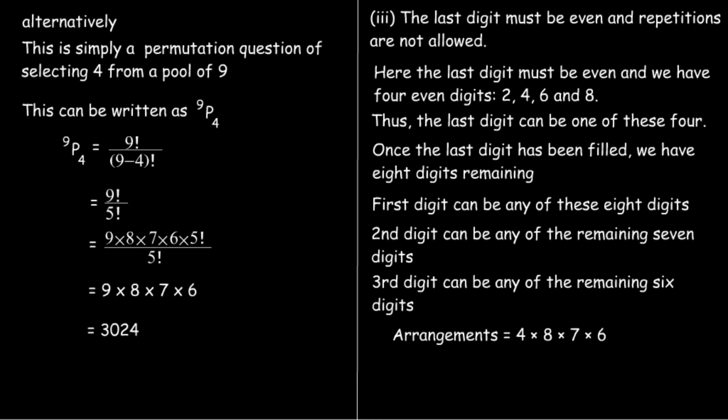So our total arrangement in this case will be equals to 4, that's for our last digit, times 8 for our first digit, times 7 for our second digit, times 6 for our third digit, which will be equals to 1,344.